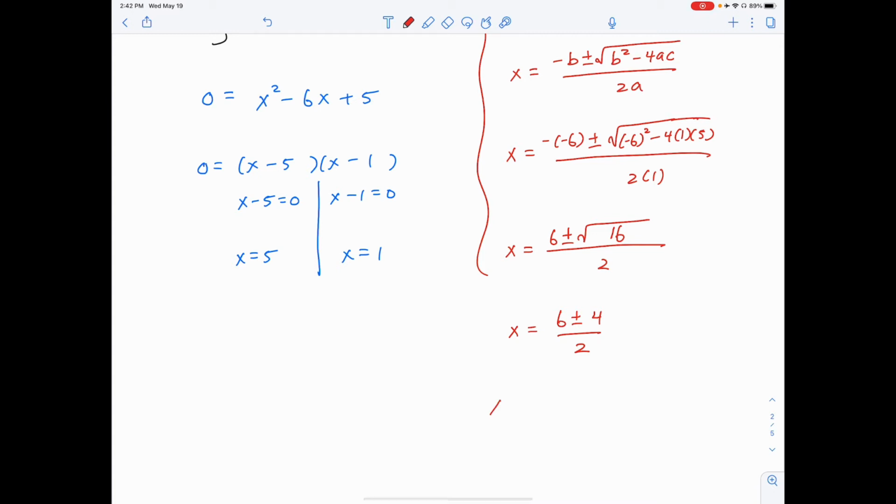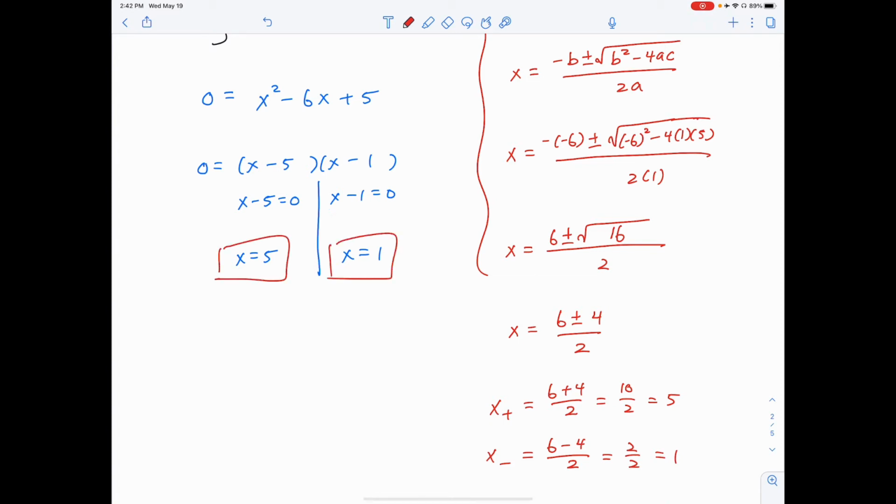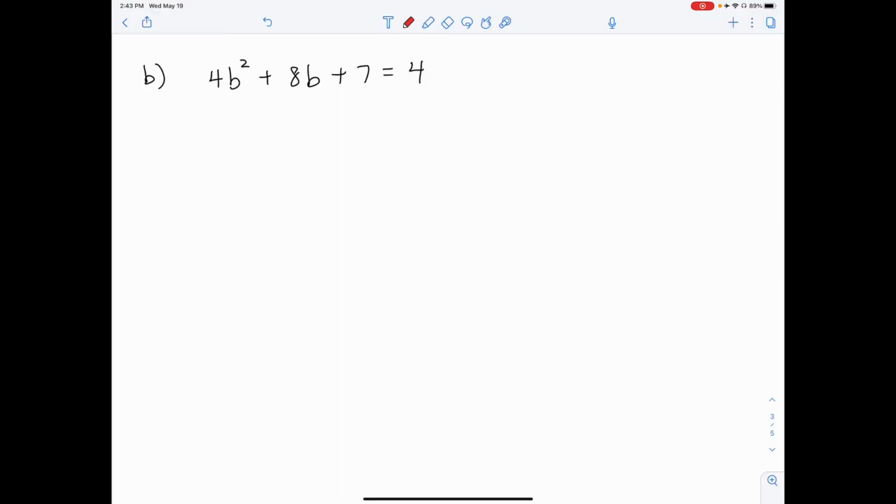Well, if I did x plus, that would be 6 plus 4 divided by 2, which is 10 over 2, which gives me the 5. If I went x minus, this would be 6 minus 4 all over 2. That would be 2 over 2, which gives me the 1. So as you can see, the answers would actually match exactly what we would get by factoring. Now let's try another example.